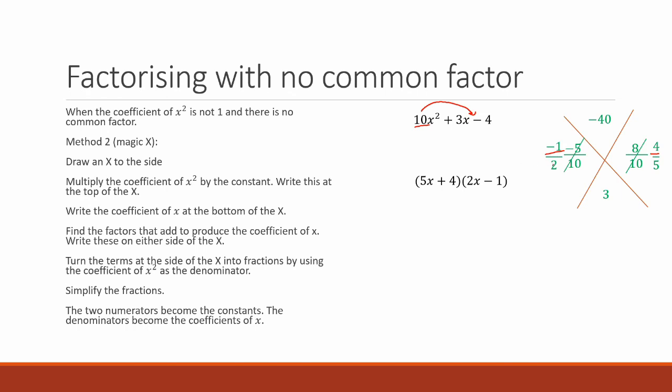So let's just do that slowly. I have got 4 over 5. I have 4 as my constant here, plus 4. And 5 is the coefficient of x, 5x plus 4. On this side, I have negative 1 over 2. So my negative 1 is my constant. 2 becomes 2x, the coefficient of x.